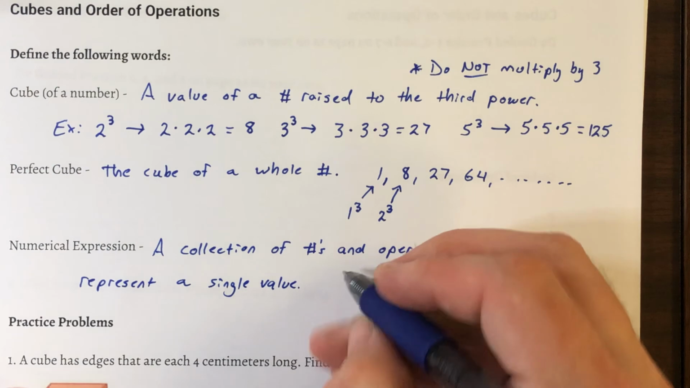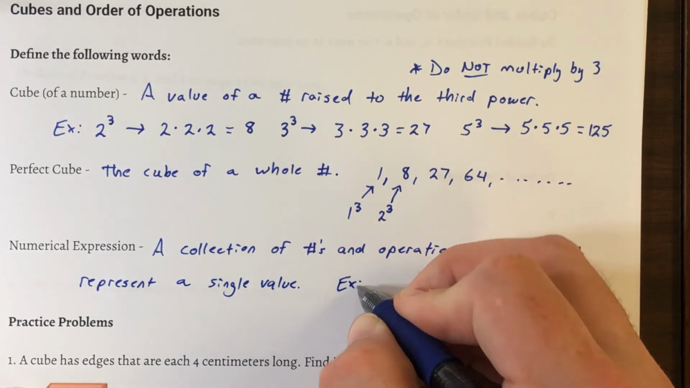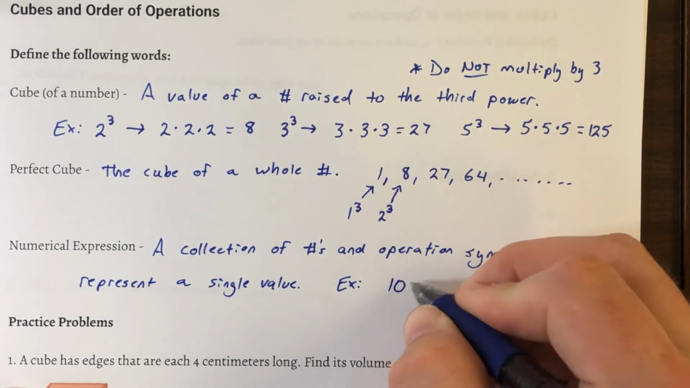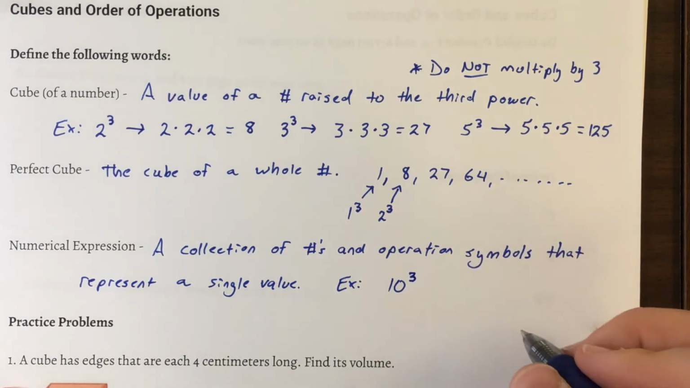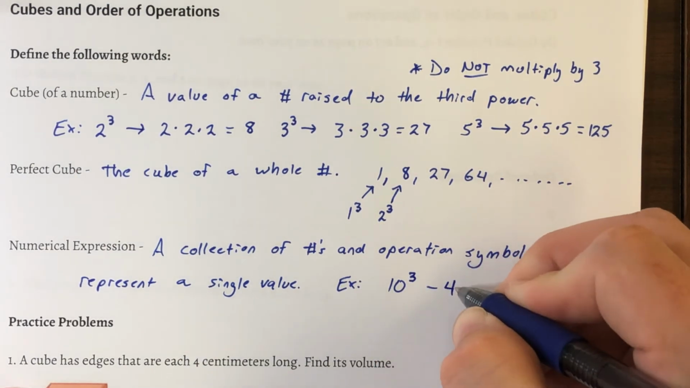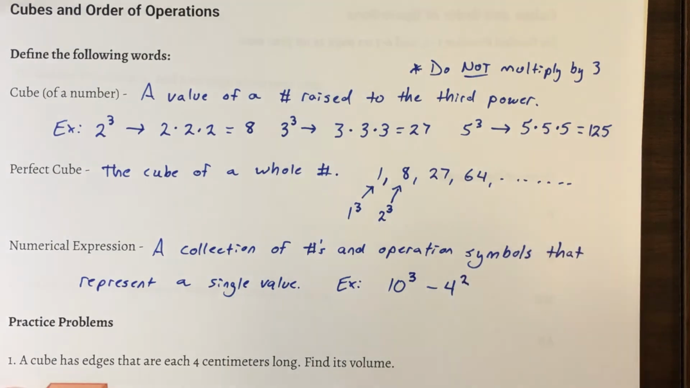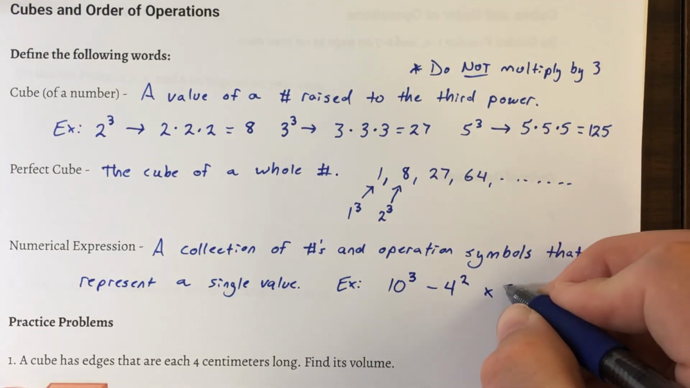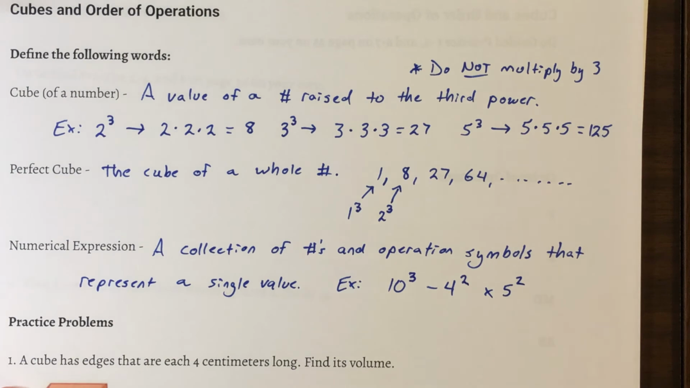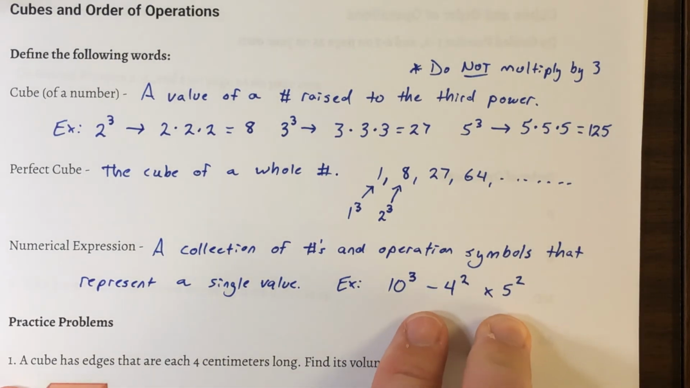A quick example of what a numerical expression might look like would be 10 cubed, or 10 to the power of 3, minus 4 squared, or 4 to the power of 2, times 5 squared, or 5 to the power of 2. We have a collection of numbers and operation symbols, such as minus, times, and our exponents. And if we were to solve this, we're going to get one single number, or one value.